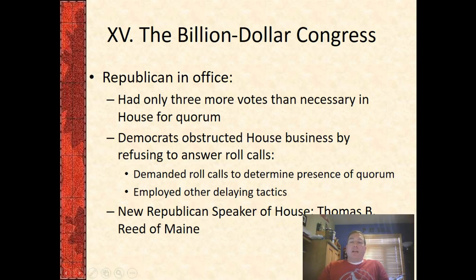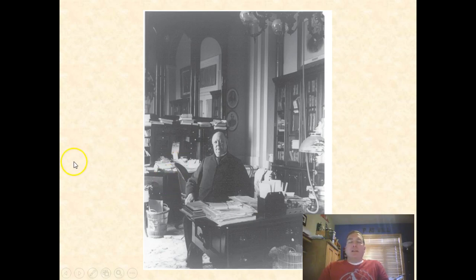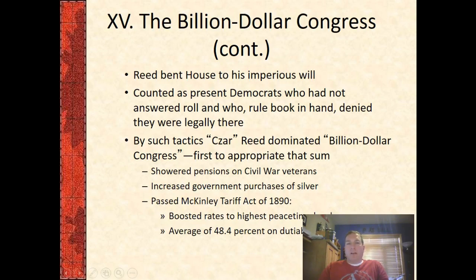But we're going to have Thomas Reed of Maine, who will get the nickname Czar Reed, because as Speaker of the House, he is going to be the guy who's going to change the way that these quorum rules are going to work. What he is going to do is he's going to announce on a day inside of Congress, he's going to announce his Reed rules. And his Reed rules are going to say that if you were present inside the hall and you did not answer, you then are going to be very much still counted as being present.